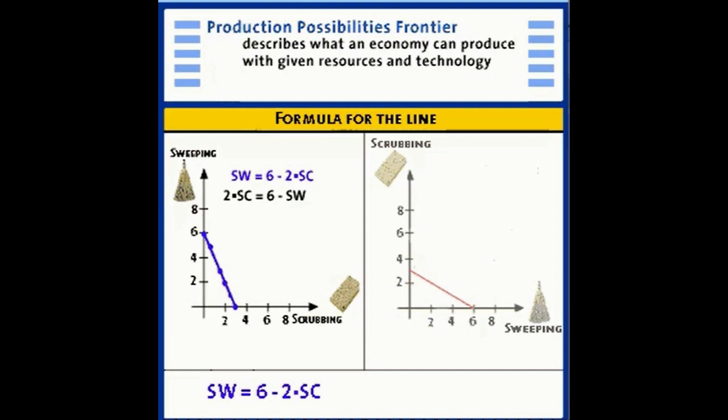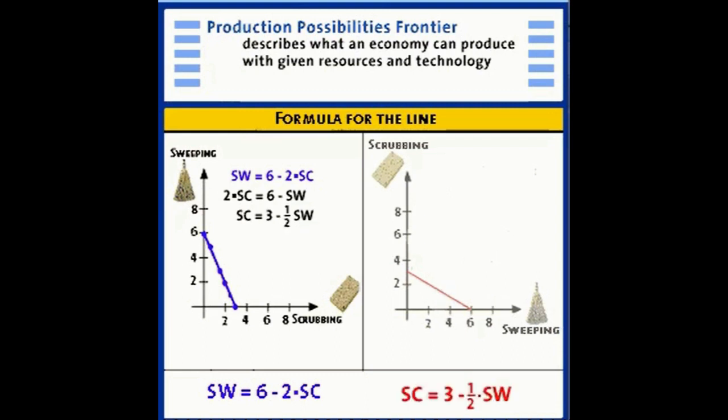There you have it. The production possibilities frontier can be written either way, in terms of sweeping or in terms of scrubbing. This is the vertical intercept, the maximum amount of scrubbing, and this, negative 1/2, is the opportunity cost.